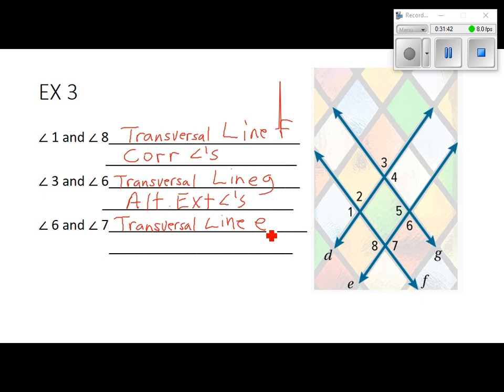So which ones are we doing? 6 and 7? Yeah. So we're looking at these two angles. What are they? Consecutive interiors. I'm not drawing on that picture. Consecutive interior angles.